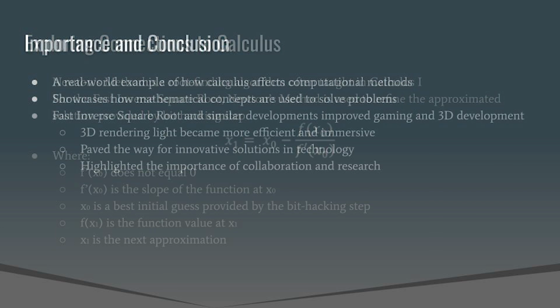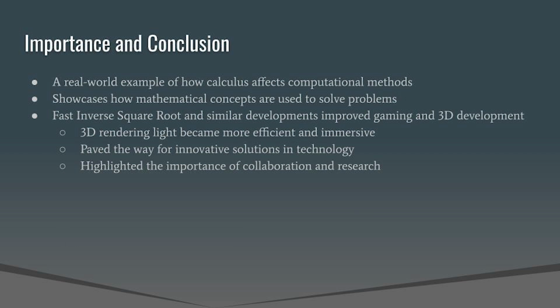The fast inverse square root serves as an example of how calculus affects computational methods. It showcases how mathematical concepts like derivatives and approximations are used to solve real-world problems efficiently. Due to developments in this algorithm and similar concepts, gaming and 3D development became more efficient and immersive. It paved the way for historically innovative solutions in technology and highlighted the importance of collaboration and research.